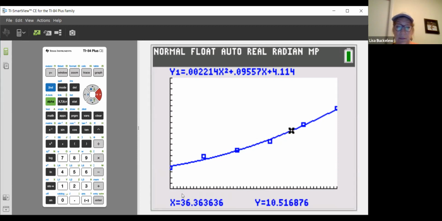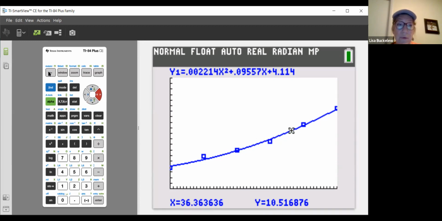And see, it's 36, but it's more than 36. So the answer is between 36 and 37. And it said to round up to the nearest whole year. So if it's 36 point anything, we're going to bump it up to 37. Okay, so there's another way we can tell it's 2037.